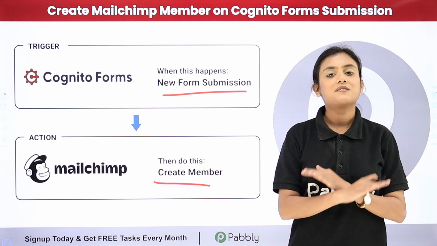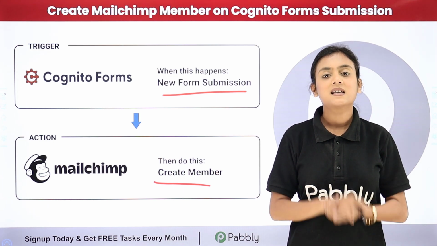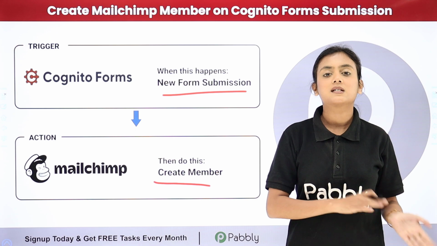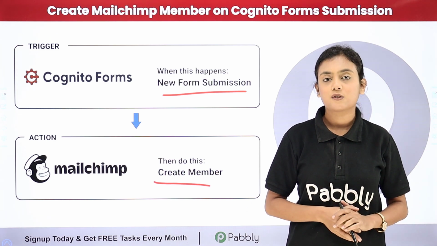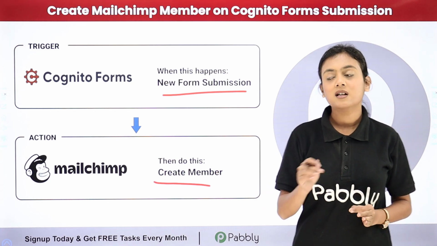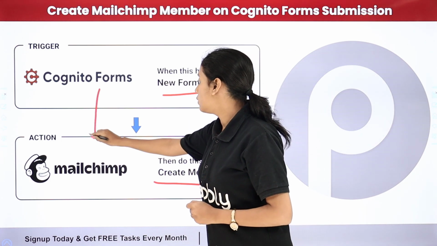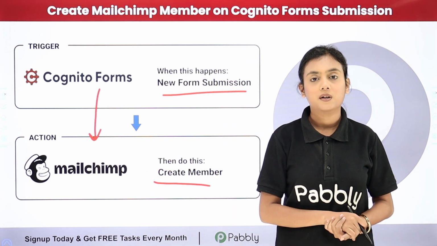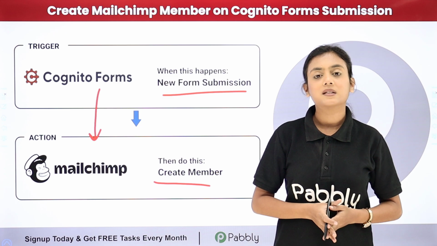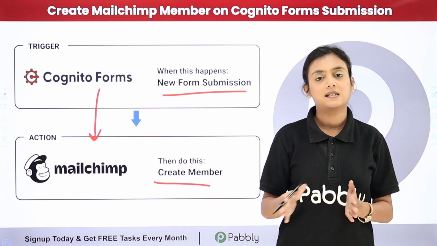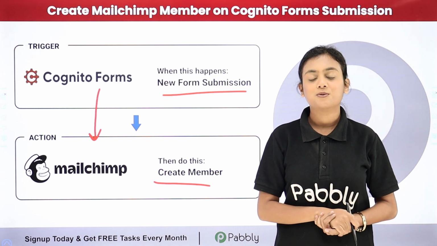So what I've done is I've simply automated this entire process with the help of Pabbly Connect, which is an amazing automation and integration software. In this automation, I'm going to build a connection between Cognito Forms and Mailchimp with the help of it. If you also want to learn about this amazing automation process step by step, let me take you to my screen.